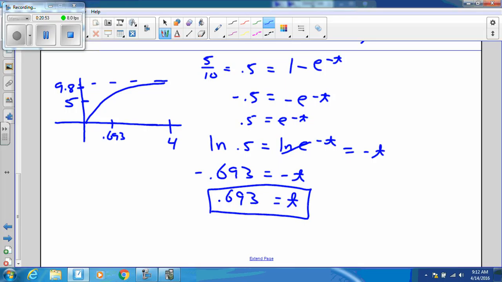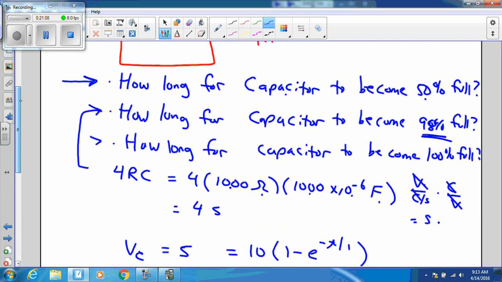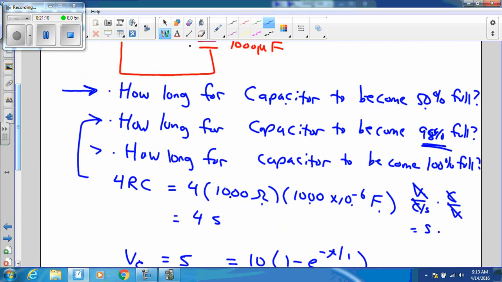From the graph, you can see that the capacitor will continue to fill at an ever-decreasing rate, approaching the final voltage of 10, but never getting there. It takes an infinite amount of time to go that last 0.2 volts. And so the answer to our third question, how long for the capacitor to become 100% full? Infinity.